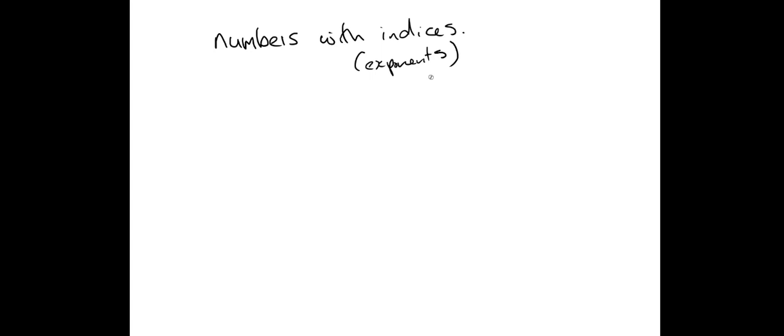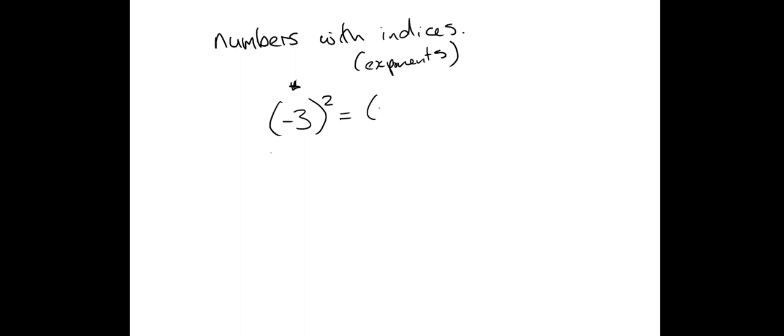Another side note, what about numbers like this? Okay, what does that mean? Well, what it means is that we take everything that's inside the brackets and multiply by itself so that we have two of them. That's what the indices or the exponent means.